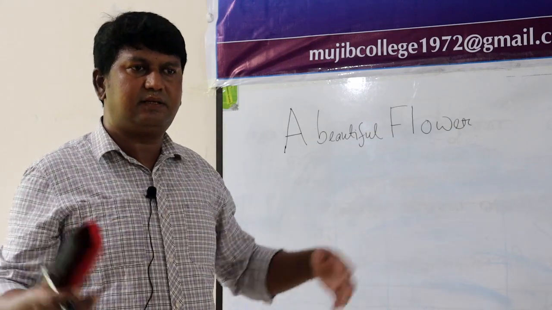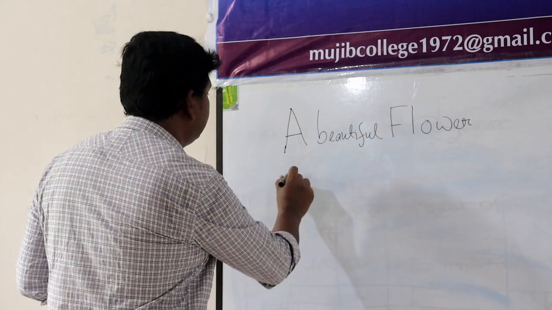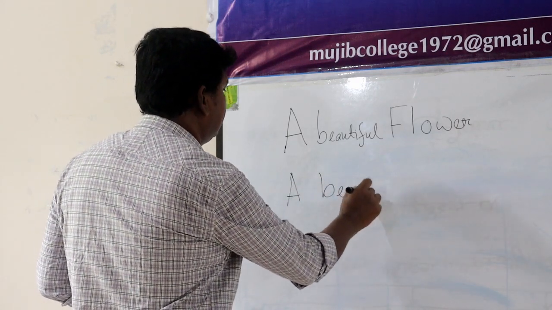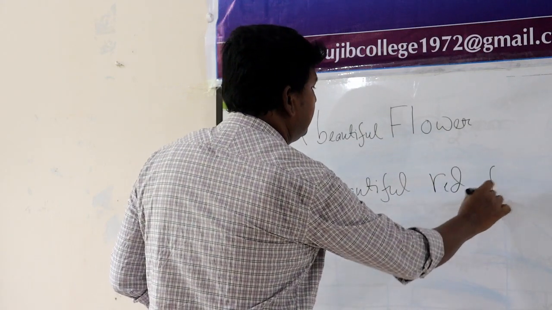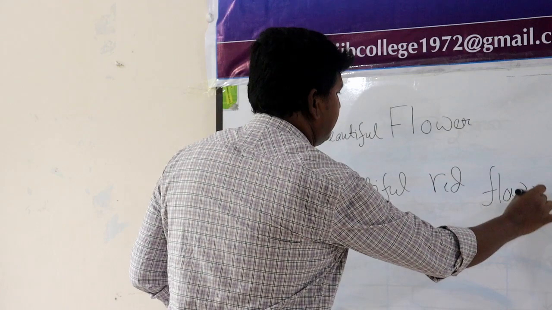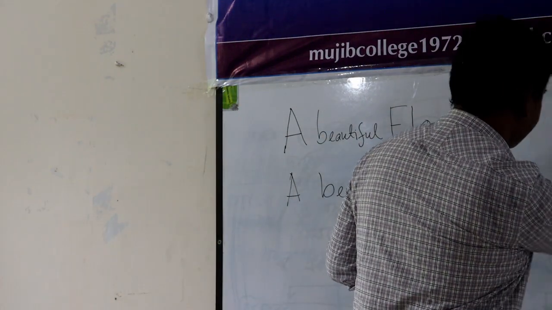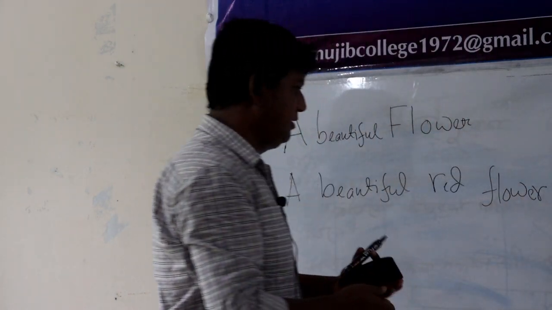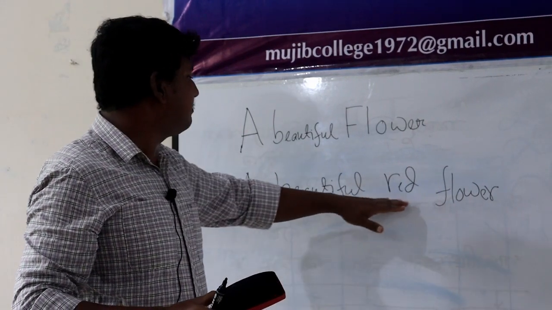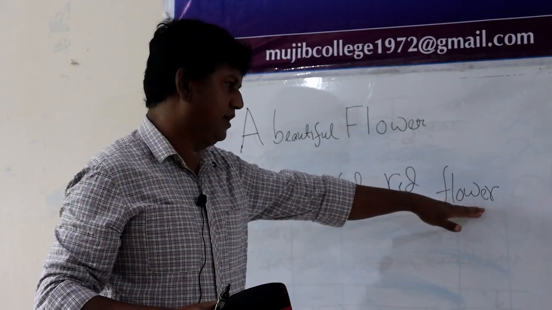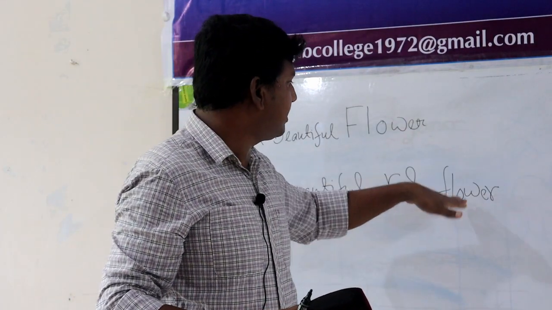We can see, in this way we can add many more modifiers. Okay, a beautiful red flower. Okay, now look, these modifiers are placed before the word flower, but we can add modifiers after the word flower as well.